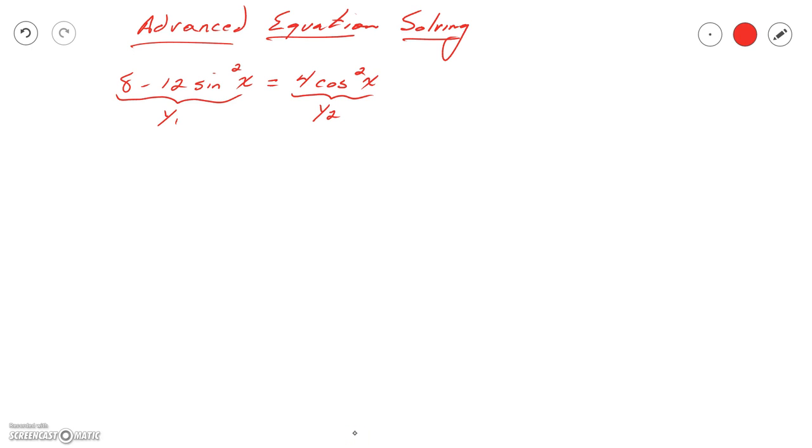Well, we've got to get all the trig functions to be the same. I don't want to be working with a sine squared and a cosine squared if I don't have to be. So I'm going to use the fact that cosine squared is equal to 1 minus sine squared, and then I'm just going to replace cosine squared with 1 minus sine squared. Now the next step, we're going to distribute and then set this thing equal to 0 and see where it takes us.